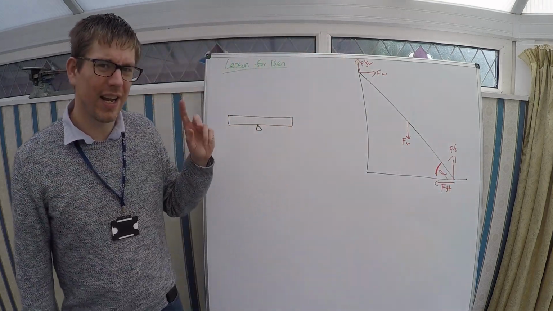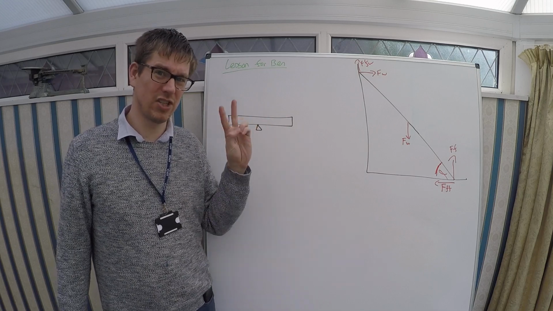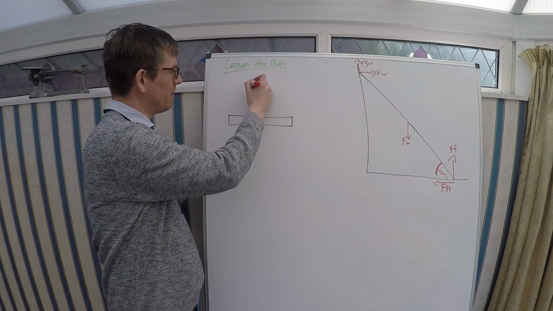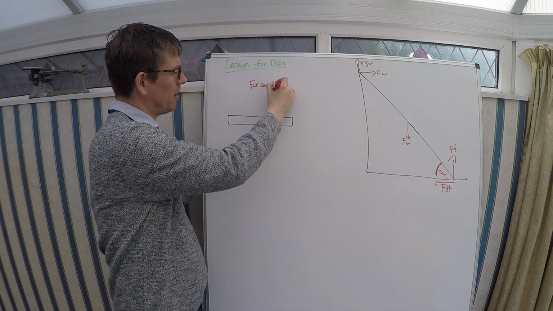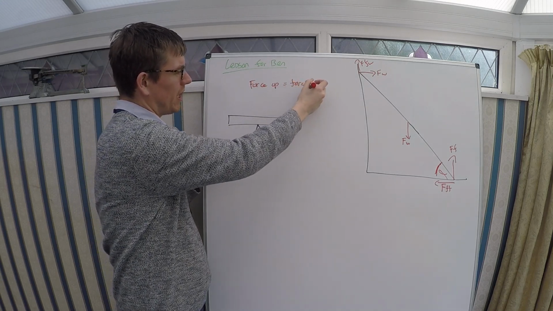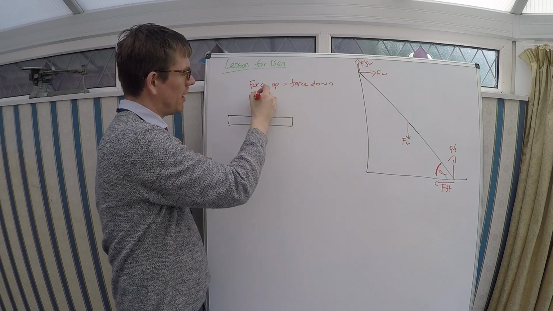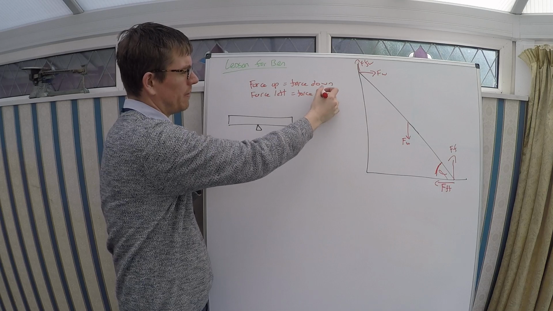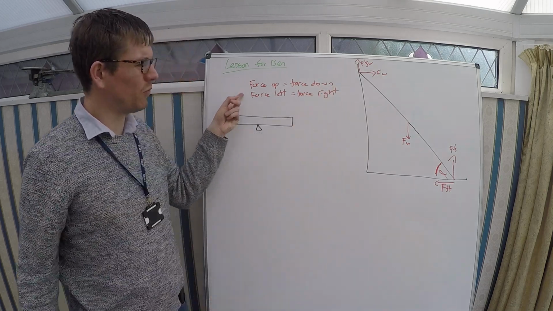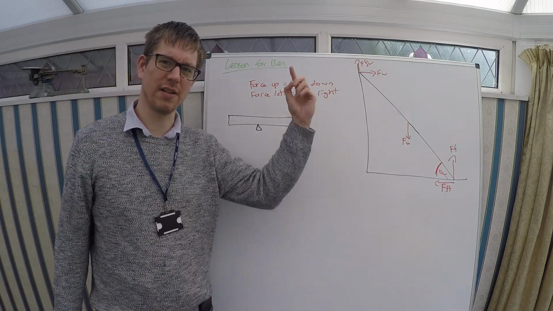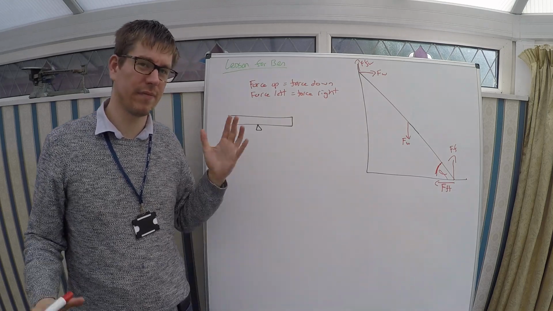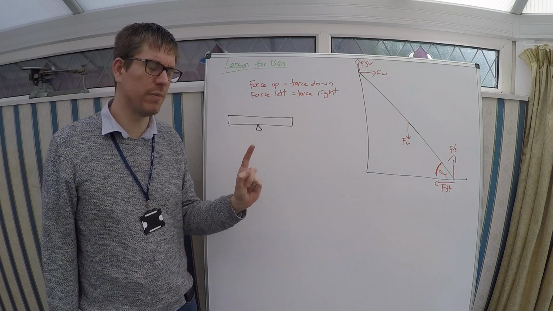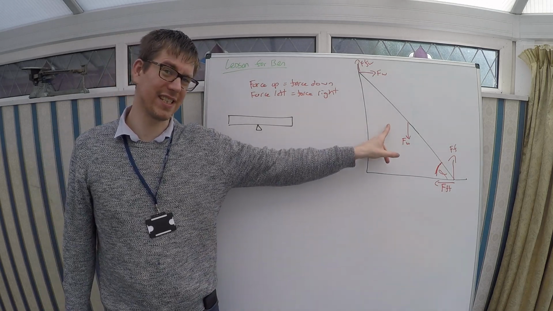So, if the ladder isn't moving, two things must be true. The first is that the force up must equal the force down, and the force left must equal the force right. Because if either of these statements weren't true, the ladder would be accelerating up, down, left, or right. Easy enough. However, something else must also be true if this ladder is static.